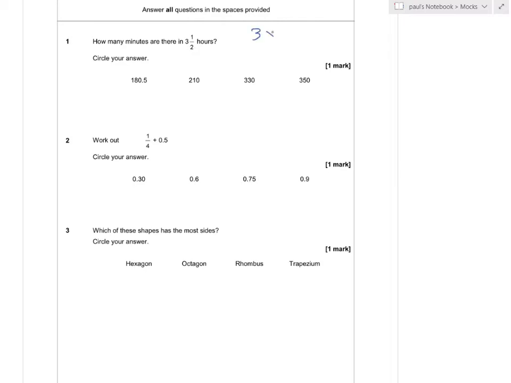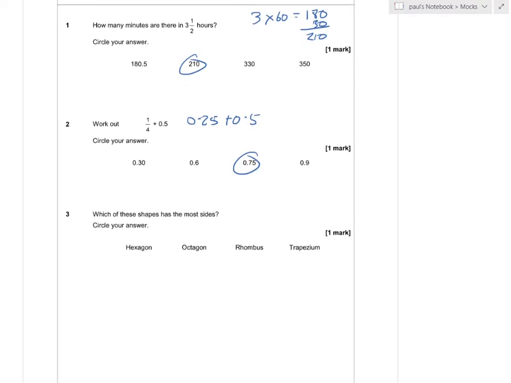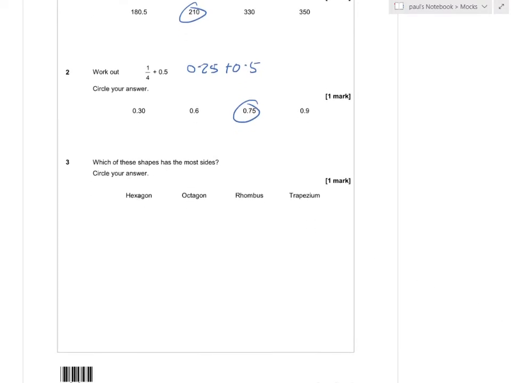Well, 3 times 60 is 3 sixties are 18, 180, plus another 30 is 210, so we'll go for that. A quarter plus 0.5. A quarter is 0.25, plus 0.5 is going to be 0.75. Which of these has the most sides? Octagon. Octagon, that's got 8, all the rest. Oh, that's got 6, that's got 4, that's got 4. Okay.